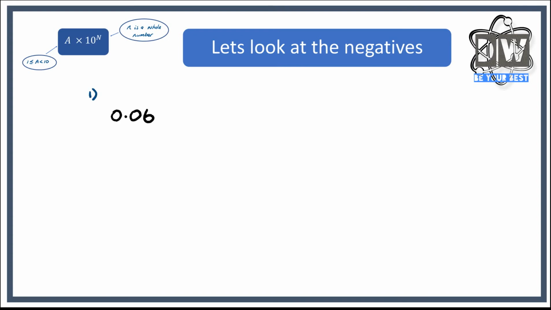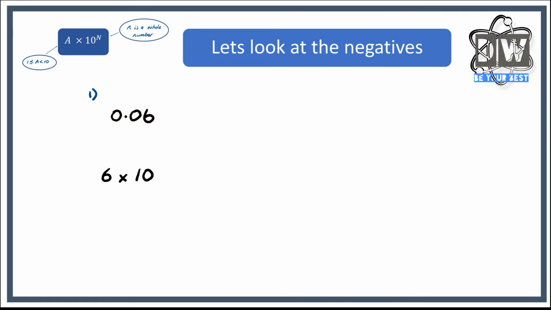So let's have a look at the negatives. Remember what we're going to have in this format up here. A is going to be a number between 1 and less than 10. And on this occasion, hopefully, we have an understanding it's going to be 6. So we're going to put that in there, and it's going to be times 10 to the power of something. We are going to work out what that something is. So basically, we're taking 6 and we're turning it into this format.